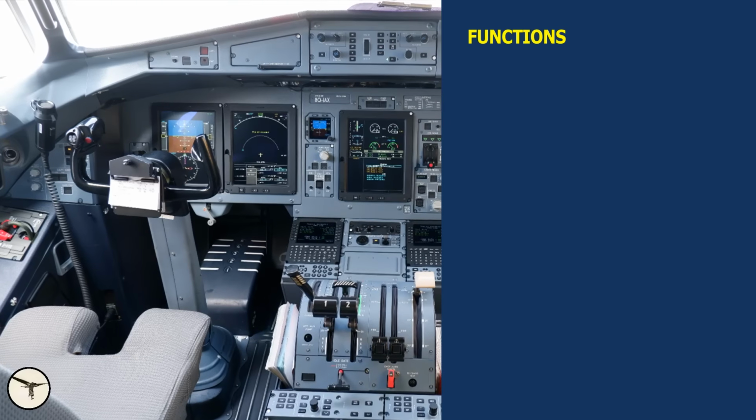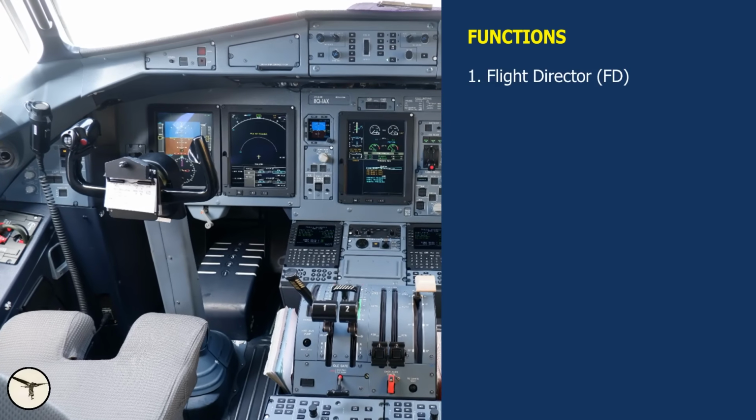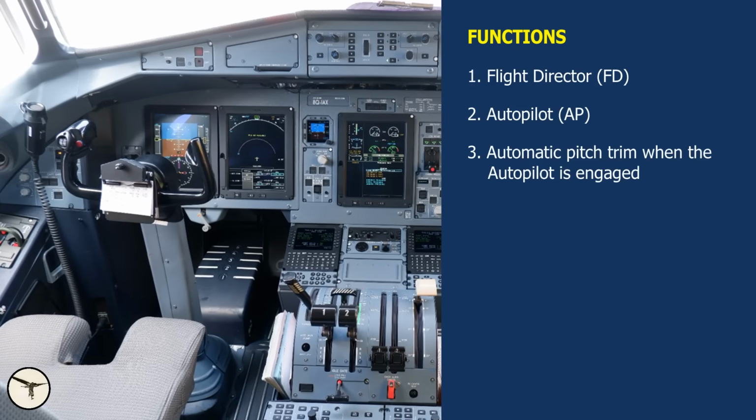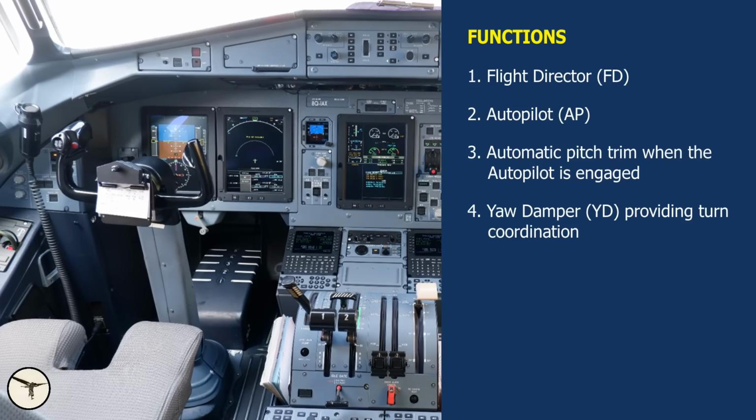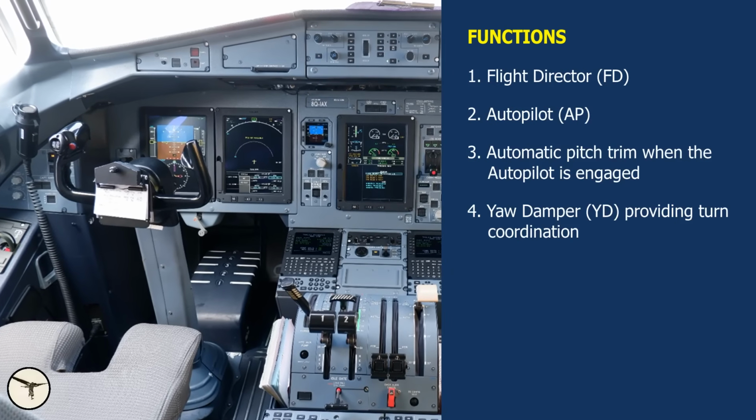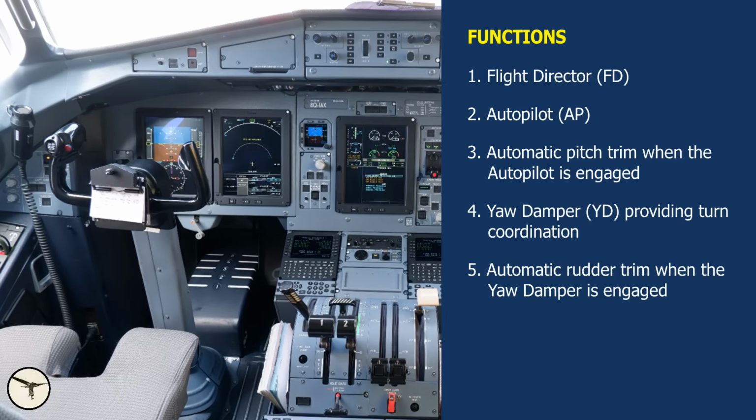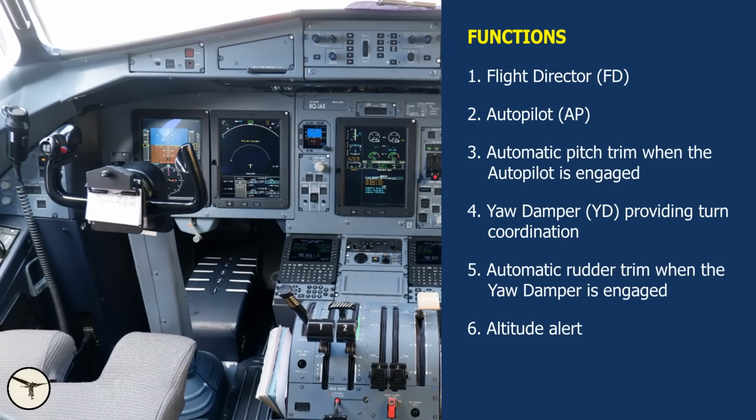The autoflight system provides the following functions. 1. Flight director, FD. 2. Autopilot, AP. 3. Automatic pitch trim when the autopilot is engaged. 4. Yaw damper, YD, providing turn coordination. 5. Automatic rudder trim when the yaw damper is engaged. 6. Altitude alert.